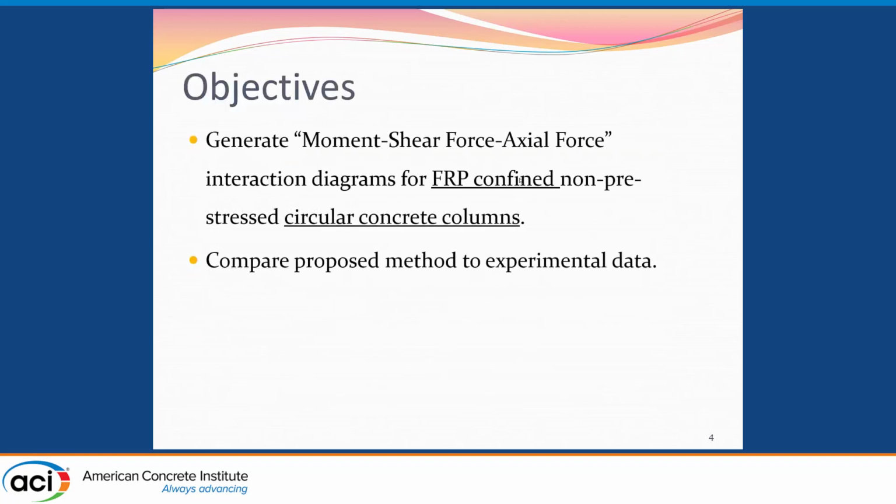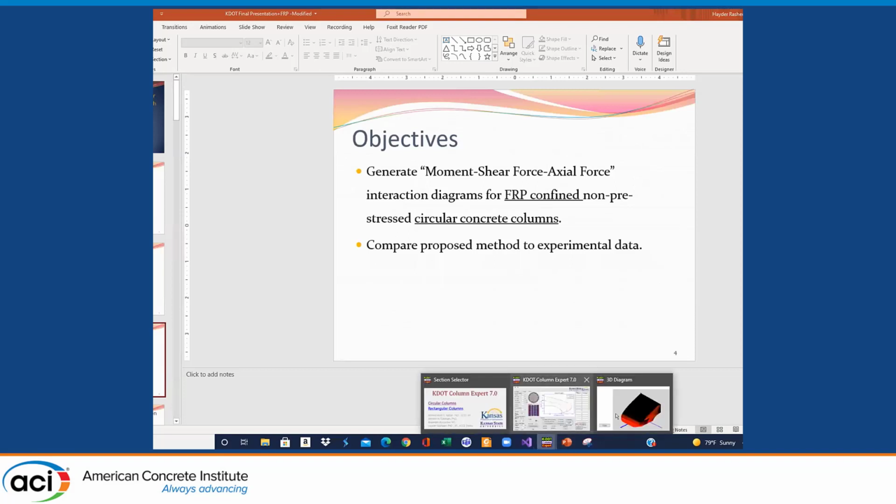For the objective, the clear objective is to generate the moment shear force axial force interaction diagram for an FRP confined circular concrete columns, where Kansas Department of Transportation used it to design the concrete column piers when they confine it with FRP, where the FRP fibers go as a hoop around the column. I would like to show a small animation on what I mean through this objective. So if I may.